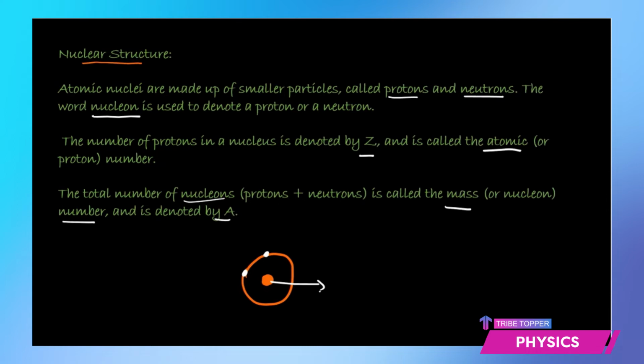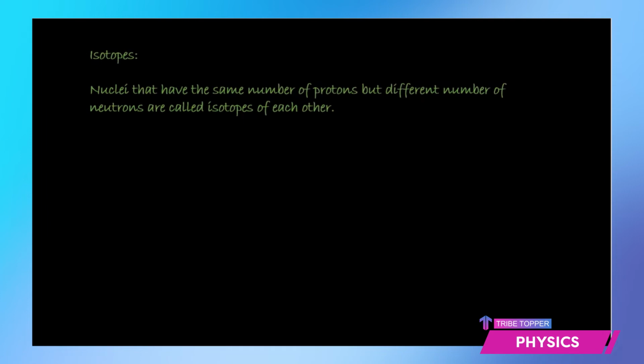So if I choose that there is an element X, then we represent it as ZXA, where Z corresponds to the atomic number, which is equal to the number of electrons or the number of protons, and A corresponds to the mass number, which is equal to the number of protons plus the number of neutrons, or we can say the overall number of nucleons.